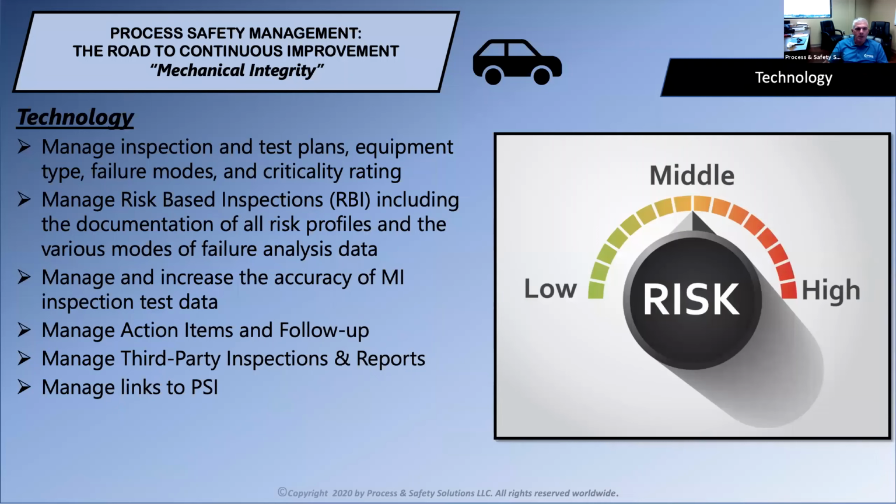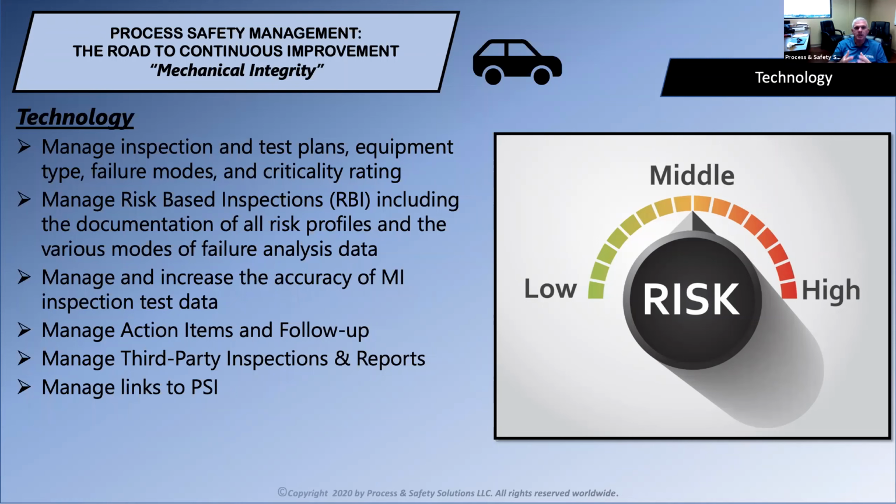I always tell people all the time, MI is a big task. There's a lot in MI that we have to do and keep track of. And technology is a great tool that you can use to manage your inspections and tests and using the failure modes and critical ratings, etc. You can manage all your risk-based inspections, including documentation and risk profiles. And risk profiles are typically what we see in your risk matrix and how you built those.